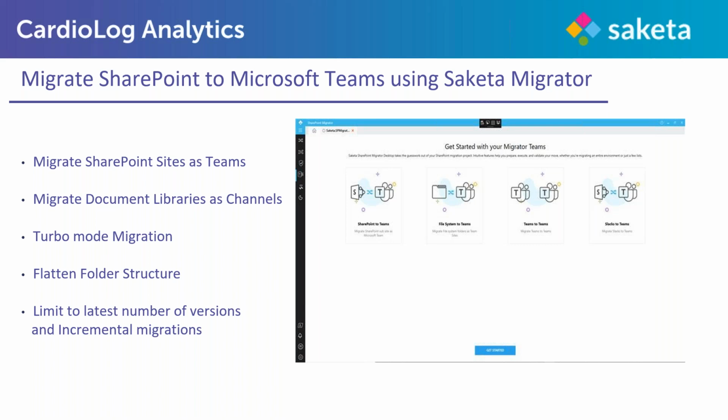With turbo mode enabled in the migrator, you can now migrate the content at a faster pace than a usual migration. And if you don't want a complex folder structure which already exists in the source SharePoint site, by using the flattened folder structure feature in the tool, you can just migrate only files into a single channel at the target. Why preserve all the versions of the files? With the help of limit to latest version, you can simply migrate whichever version is required.